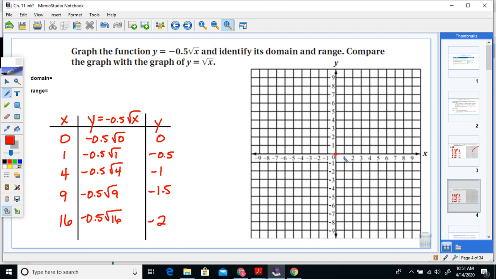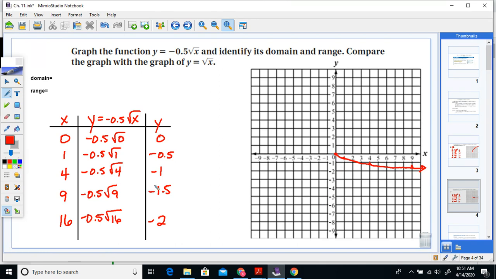At 0, negative 0.5. At 4, it's at negative 1. At 9, it's at negative 1.5. As you can see, it's kind of curving this way. So I'll draw a smooth curve through it. I kind of missed that last point.